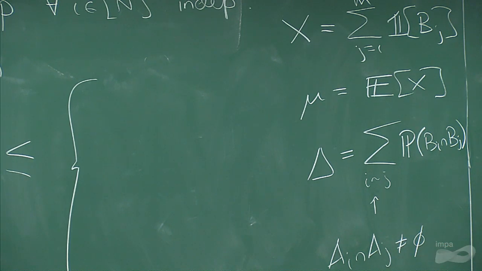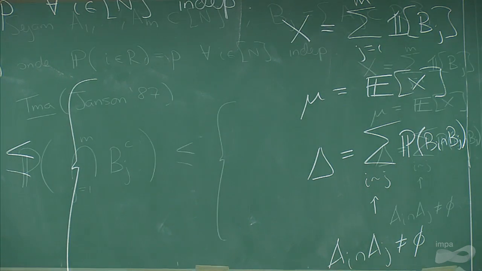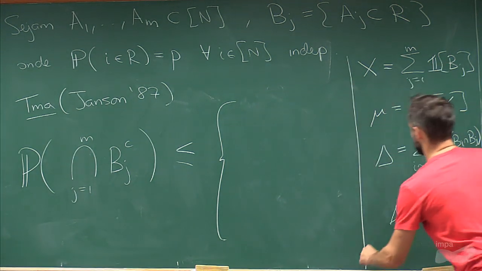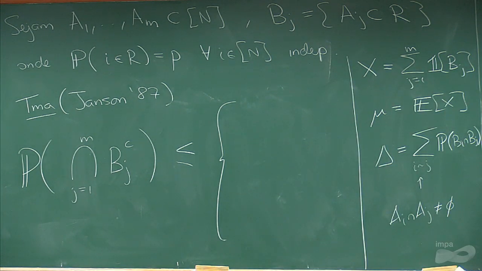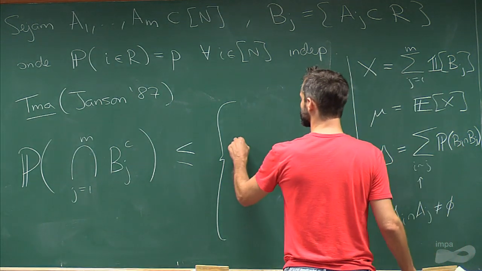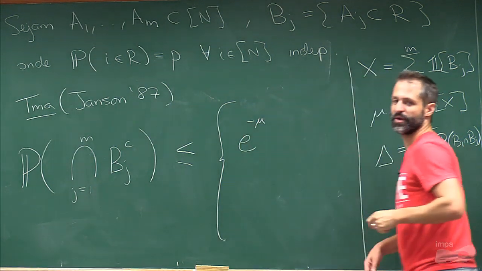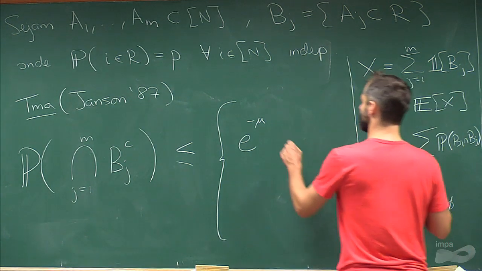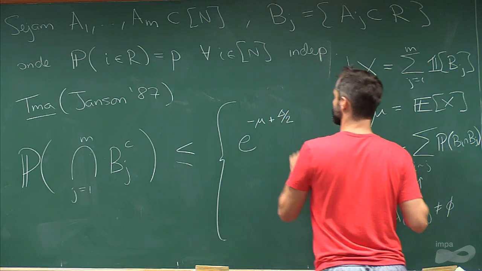If ai and aj are disjoint, then the events bi and bj are independent. So we're looking at all of the pairs of events that intersect. So the intersections come in exactly here. Just the sum of the probabilities that both occur. This looks a bit like the variance. Right? Okay. So what's the bound? Well, we might hope to prove e to the minus mu. Right? That's the best we could possibly hope for by Harris's lemma. The error is going to be plus delta over 2.